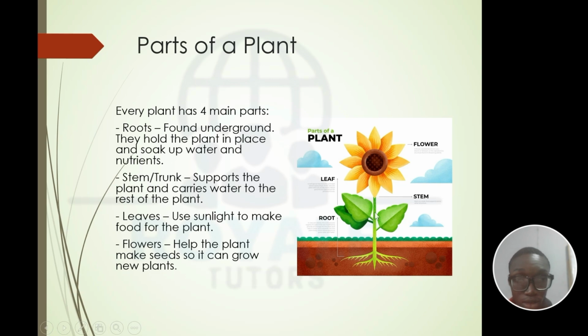And what majorly does it do? It supports the plant and it also carries water to the rest of the plant. Now we have the leaves. Later in this video, not this video particularly, but later on we will get to see more about the leaves. But for today, what we are learning about the leaves is that the leaves use the sunlight to make food for the plant. So because of the leaves, when the sun is out, the leaves are able to make food for the plants. So how does that happen?